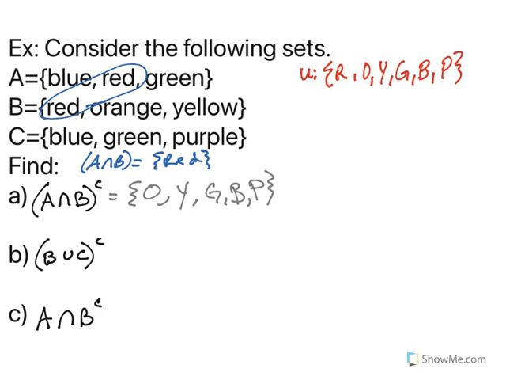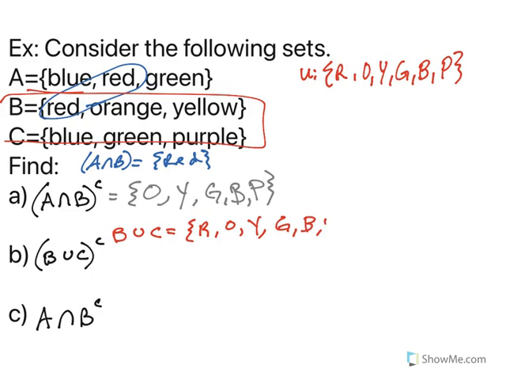Okay. In letter B, we are finding B or C complement. Again, let's start by finding B or C. So now we're talking about these. So you'll notice if I just start with B, we're going to have red, orange, and yellow. Now, when we get to C, we don't have to duplicate anything. So I have blue, green, and purple. Well, none of those are duplicates. So green, blue, purple.